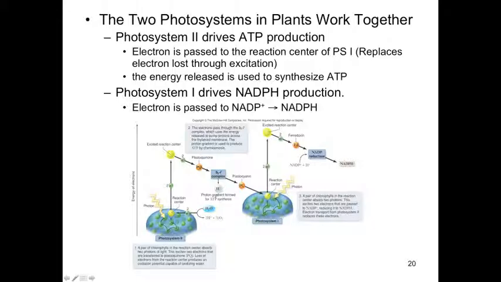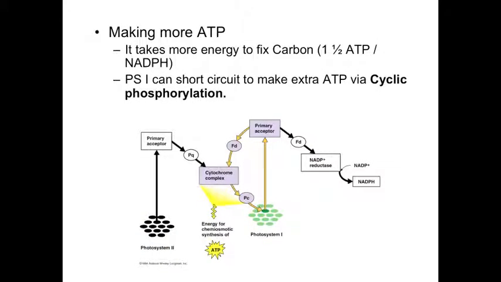The bottom line here is that we have produced, for each pair of electrons out of photosystem II, 1 ATP. And for each pair of electrons that left photosystem I, we have produced 1 molecule of NADPH, carrying 2 electrons. But as we'll see, it takes more than a one-to-one relationship between ATP and NADPH to fix carbon in the light-independent reactions. In fact, it takes 1.5 ATP per NADPH, or 3 ATP for every 2 NADPH.